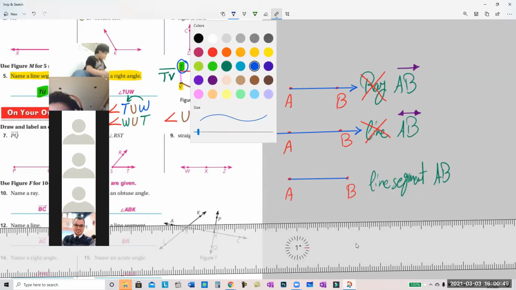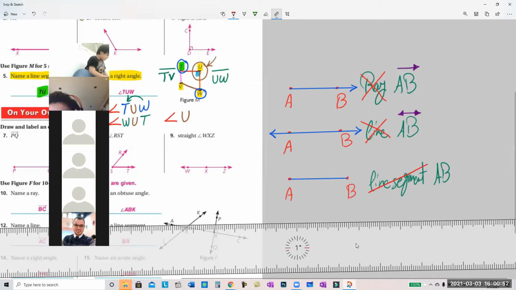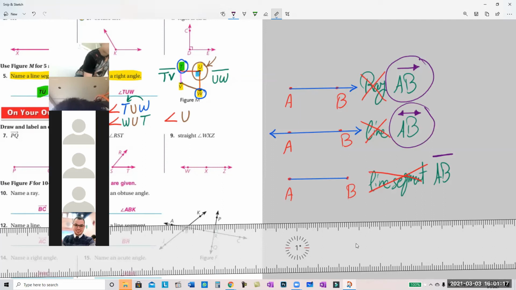After that, can we cancel the words line segment because it's a big word? Can we draw another line up here on the top of AB? Yes, just draw a line here like that. So we have the same letters but with different lines. The first one is a ray, the second one is a line, and the third one is a line segment. Okay, thank you, Abdulaziz. Great job, man.